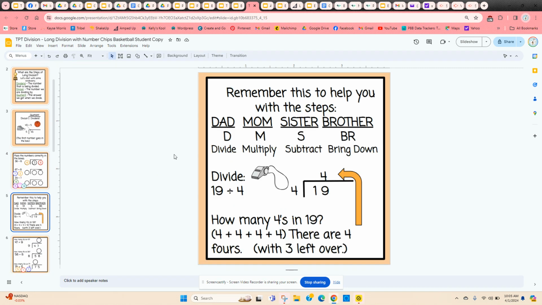And then they're given this acronym, DMSBR, to remember the steps: dad, mom, sister, brother, for divide, multiply, subtract, and then bring down. So the first step is just divide. 19 divided by 4. Well, 4 goes into 19 4 times with 3 left over.